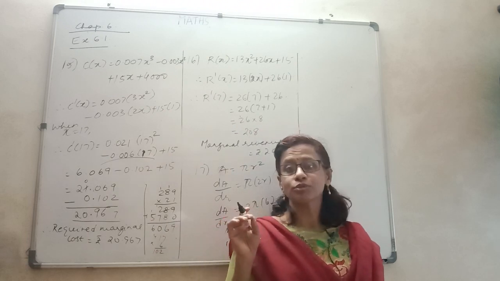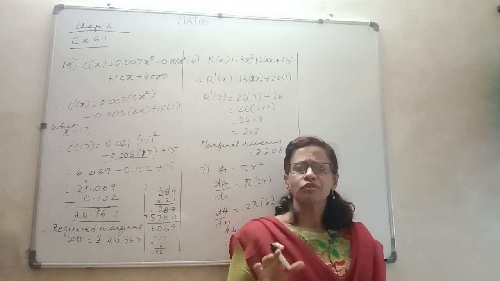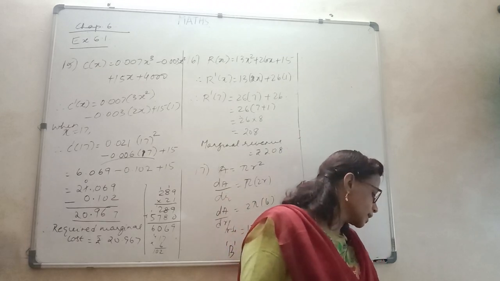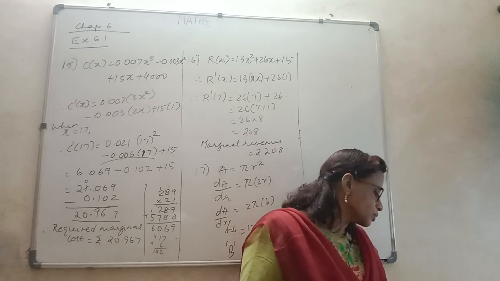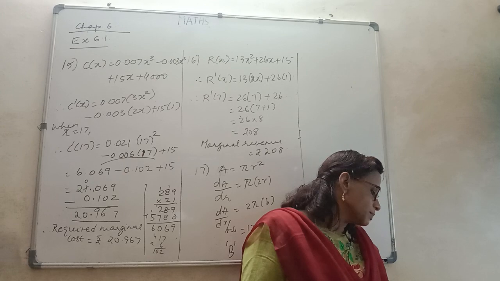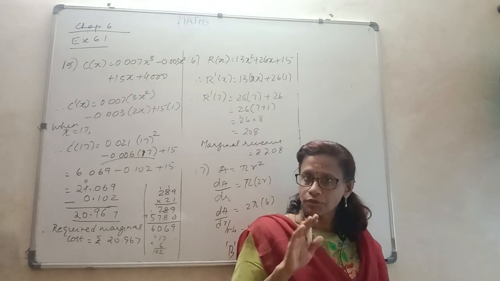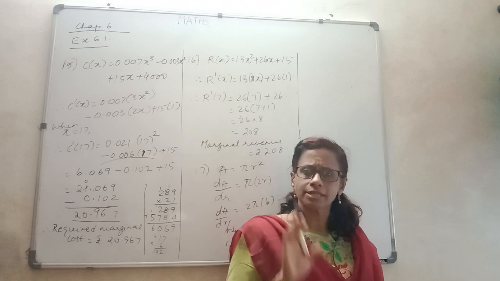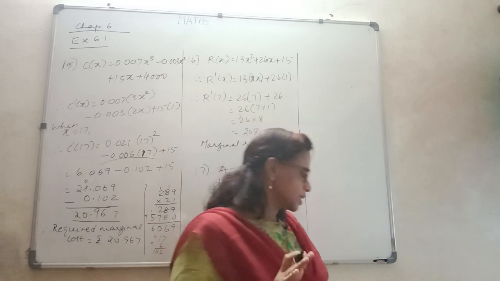So it's hardly, as I told you, 20 seconds. Such kind of very straightforward problems, you cannot take more than 20 seconds. That pace should be your working. So now we are going to the next question. The total revenue received from the sale of x units is given. Marginal revenue, same thing. I've told you, from revenue to marginal revenue, get the derivative. R is given, get the derivative, substitute and get the answer.